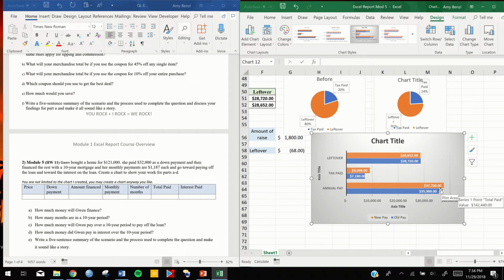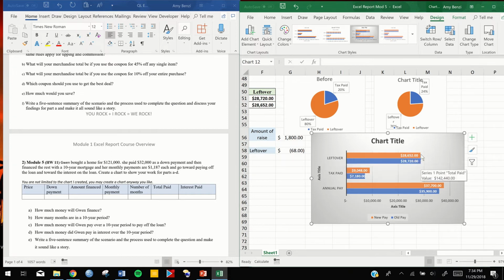spatial difference? This is the cool thing about visual aids and graphs. I have a clear spatial difference here between my raise and my old pay. But then when I go up here and look at how much I get to keep, what's left over, instead of left over, change that to what you get to take home. Take home. Oh, I know. Change it to gross and net.